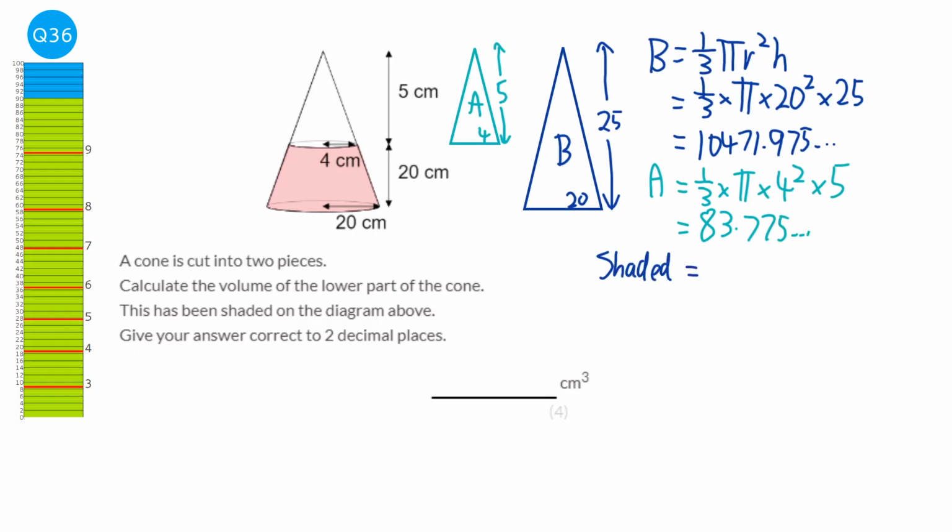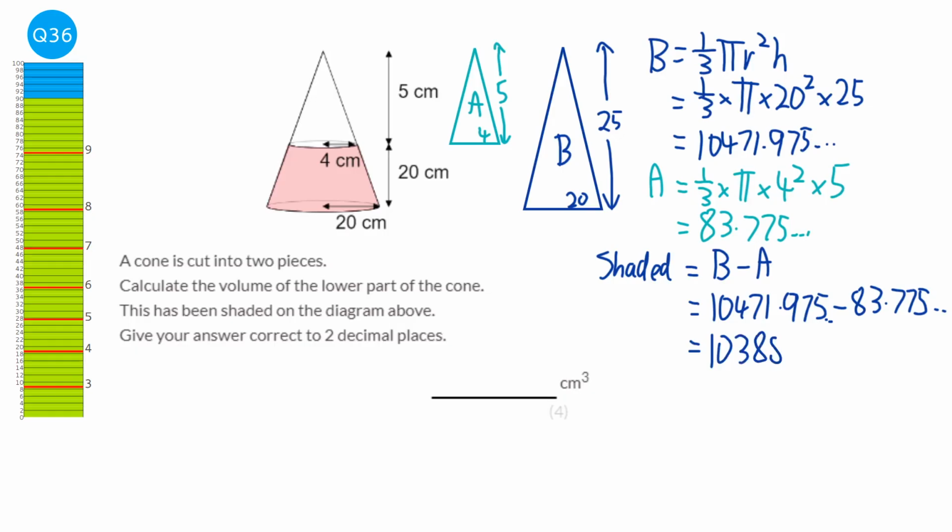So to work out the shaded bit, we're just going to do the volume for B, take away the volume for A. So it's going to be 10,471.975, take away 83.775. And all those I'm going to keep in the calculator to keep the accuracy. And that gives us 10,388.199, blah, blah, blah. And to two decimal places, it's going to be 10,388.20.